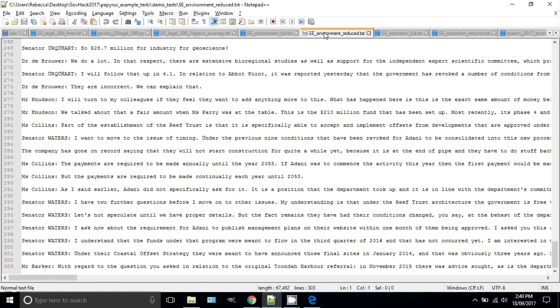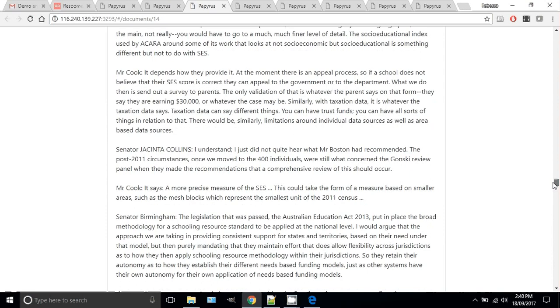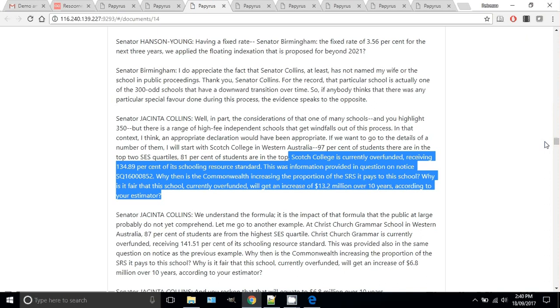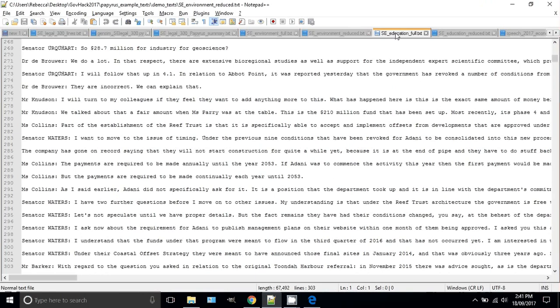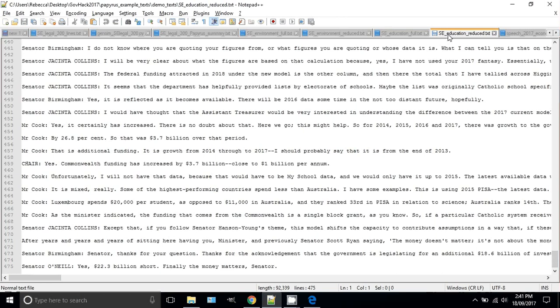Another example of what you can expect out of a Papyrus summary. It's kind of interesting information here. It captures strong statements around how we have reached record level federal funding in schools. But then it also captures important points mentioned up here, where we find out that one school in particular is possibly being overfunded, and Senator Jacinta Collins questioning whether that's really fair or not. And this reduces the text down from 5,917 lines to 475 lines.